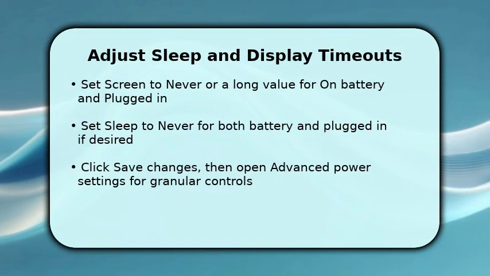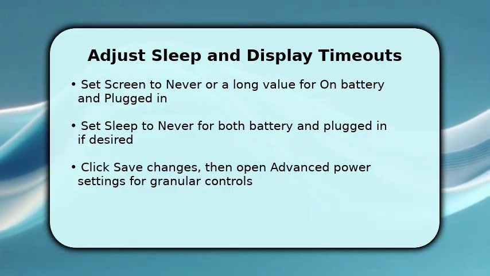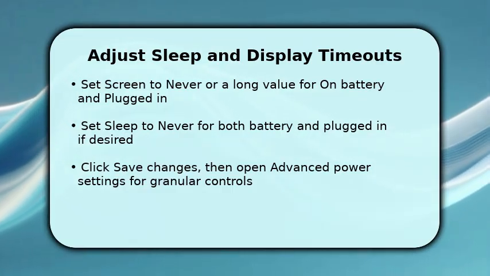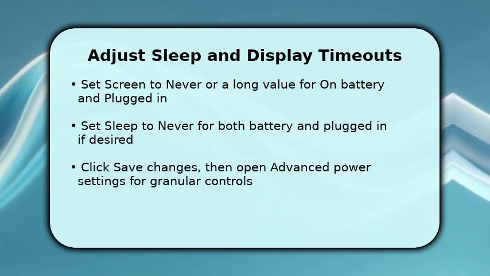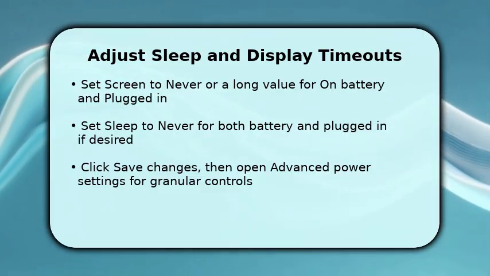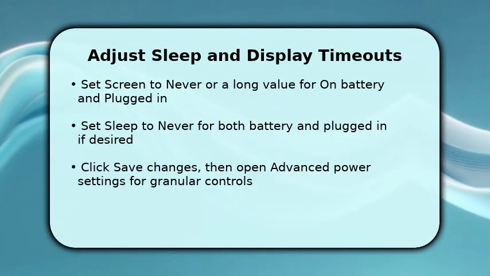Now change the screen and sleep options. Set screen to never or a long timeout, and set sleep to never for both battery and plugged in if you need no idle suspension. Once done, click Save Changes. This prevents automatic idling at a basic level.